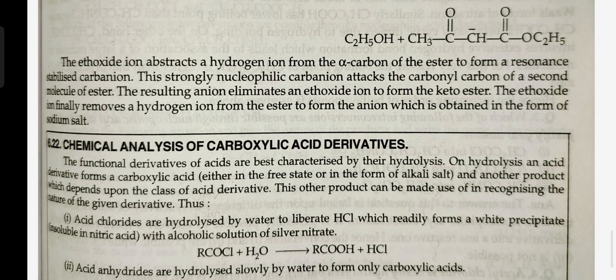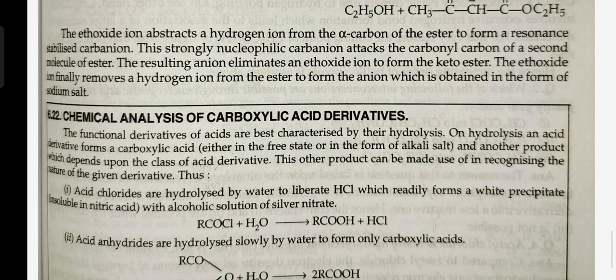Chemical analysis of carboxylic acid derivatives. The functional derivatives of acids are best characterized by their hydrolysis. On hydrolysis, an acid derivative forms a carboxylic acid either in the free state or in the form of an alkali salt, and another product which depends upon the class of the acid derivative. This other product can be made use of in recognizing the nature of a given derivative.